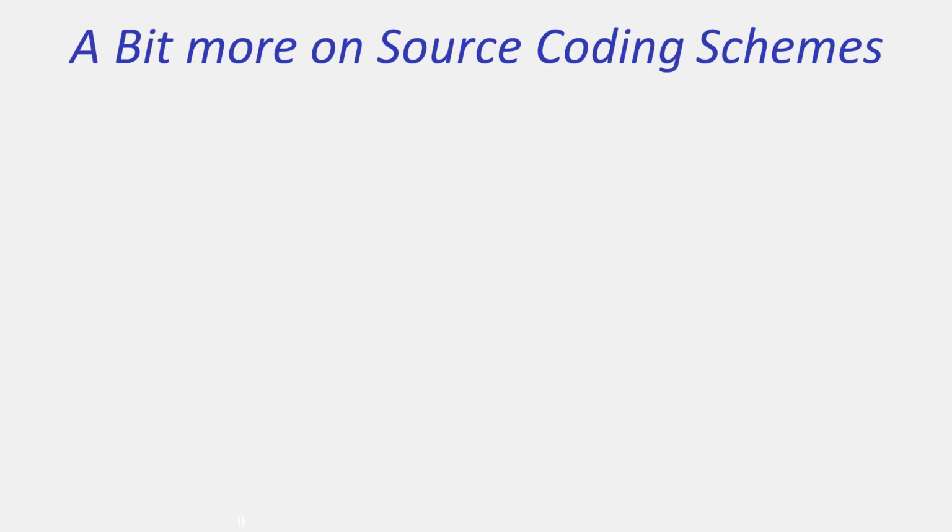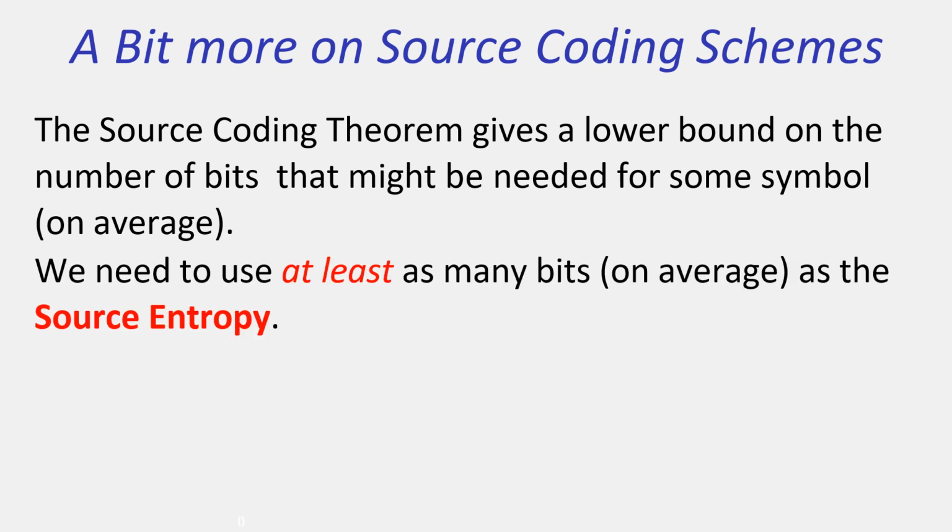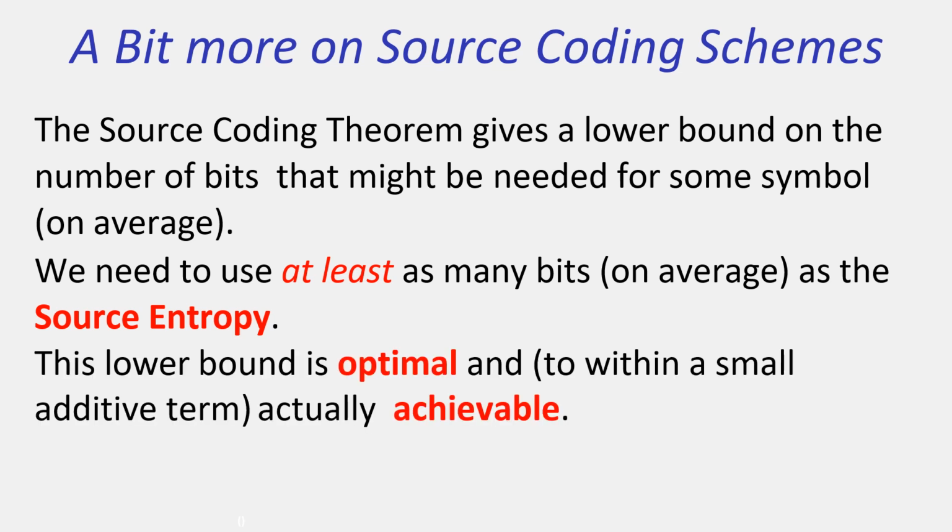So an important sub-area of computer science is what is called source coding schemes. The source coding theorem states that the number of bits we have to use on average is at least the entropy of the source. This gives us a lower bound. And that lower bound is actually optimal. We can achieve it to within a very insignificant additive term.